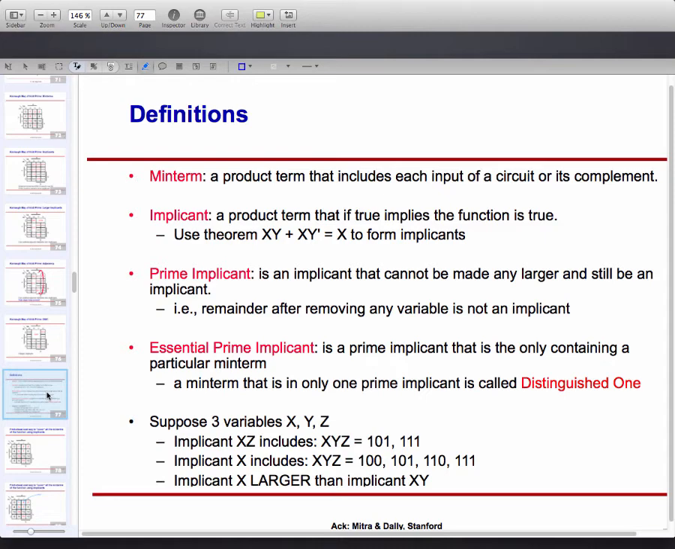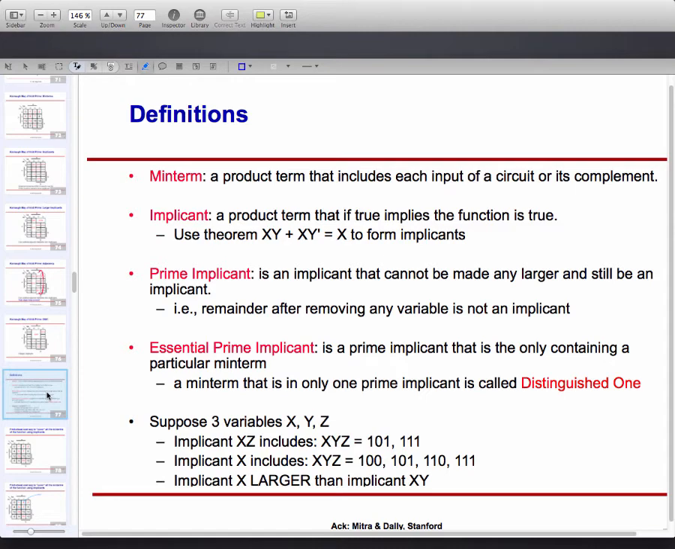So if my function has, let's say, inputs A, B, C, D, then a minterm has to have an input for A, for B, for C, and for D. They may be complemented, but all 4 should be there. For example, A, not B, C, D is a minterm for the 4-input function. On the other hand, an implicant is one where not all entries need to be present. For example, A and B is an implicant, but because it's not including C and D, it's not a minterm. And as you can imagine, implicants are obtained by merging things.